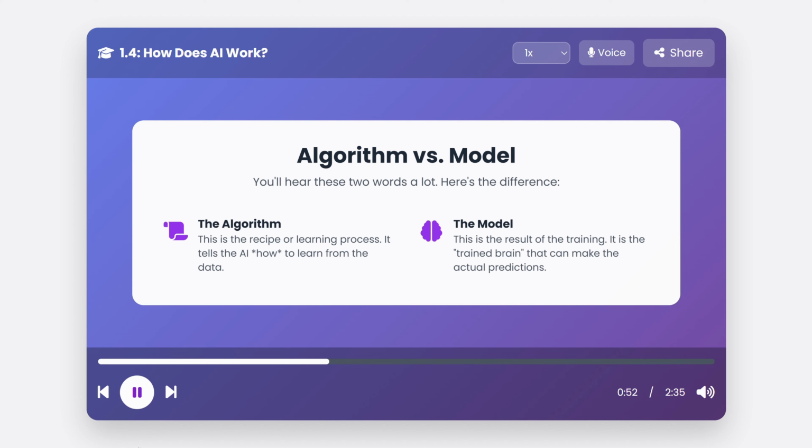You'll hear the words algorithm and model all the time, and it's vital to know the difference. The algorithm is the recipe, it's the set of instructions that tells the computer how to learn from the data. The model is the finished product. After the algorithm has finished training on the data, the model is the resulting digital brain that has learned the patterns and can now be used to make predictions.